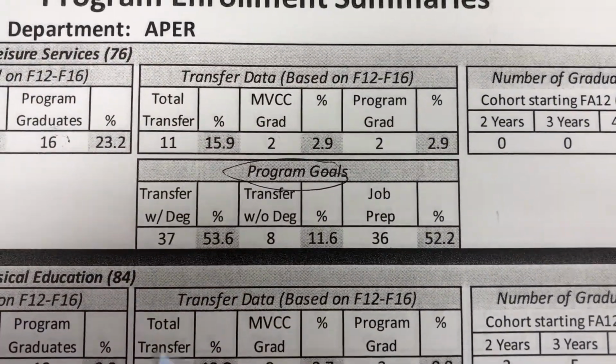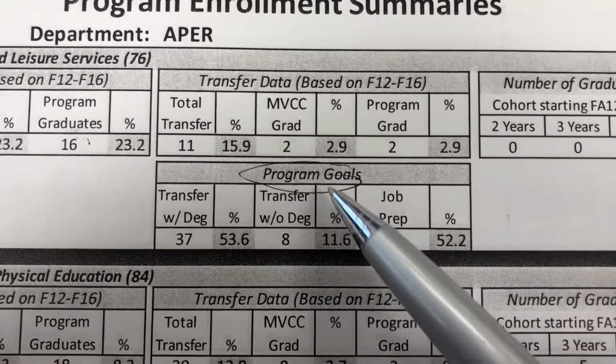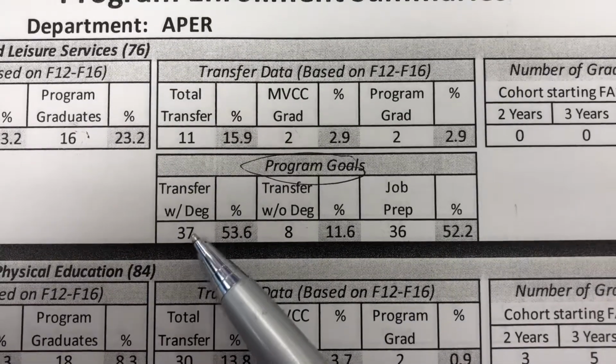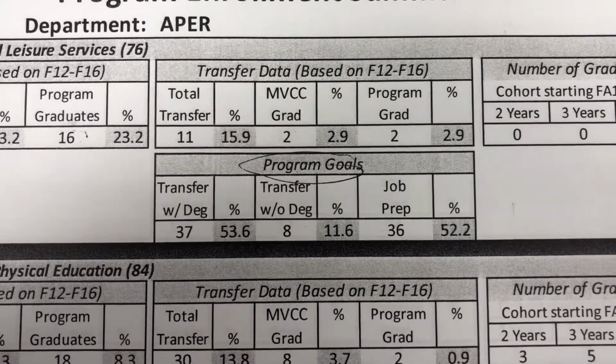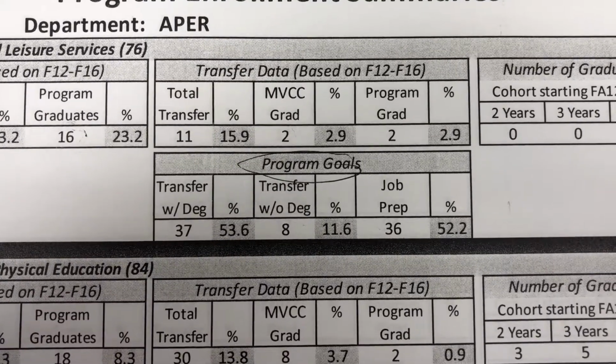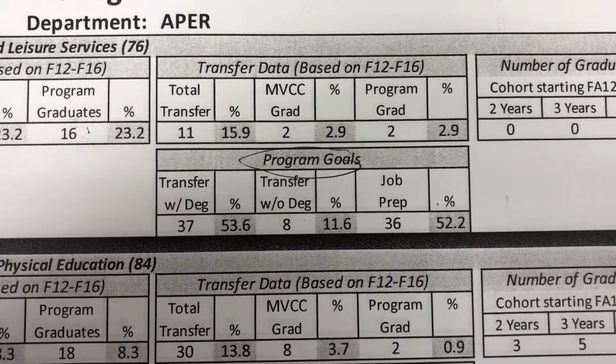So with this last bit of data, transfer with degree, transfer without degree, job prep, those come from program goals from intake. And again, these numbers aren't perfect. So transfer with degree is actually two questions. They desire to get a degree here and they want to transfer to SUNY or non-SUNY schools. Same with transfer without degree, it's SUNY, non-SUNY, and then job prep is actually two questions too.